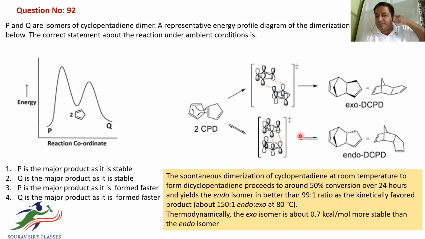Now, what really happens is that when you have two cyclopentadiene units, if you take the molecular orbital diagram for cyclopentadiene, then as you can see, when these two units combine, here this lobe is in phase with this lobe, and the product will mostly be the exo, where the hydrogens are pointing downwards. So this is the exo product.